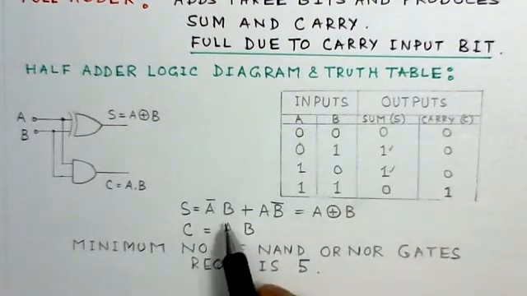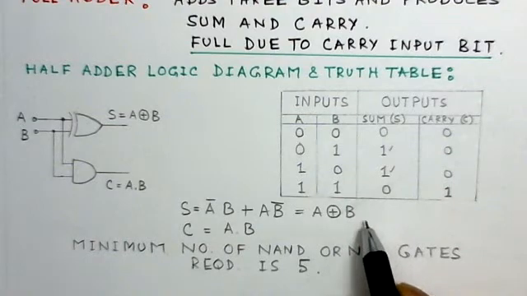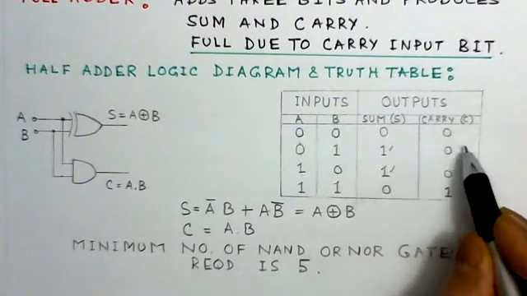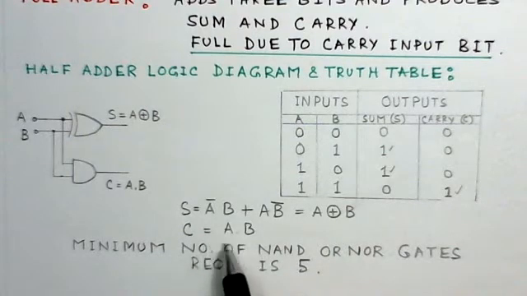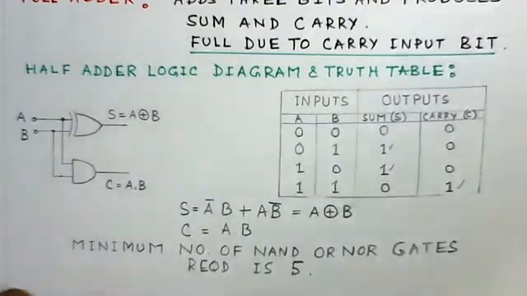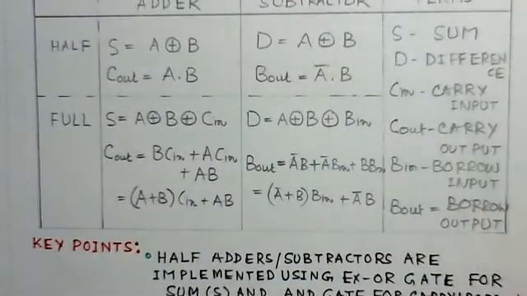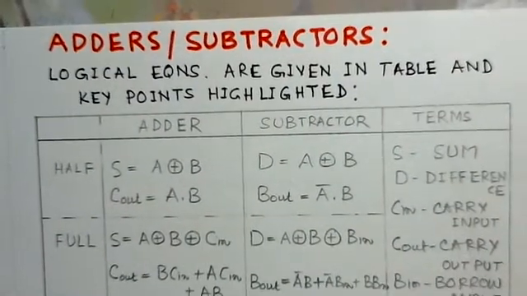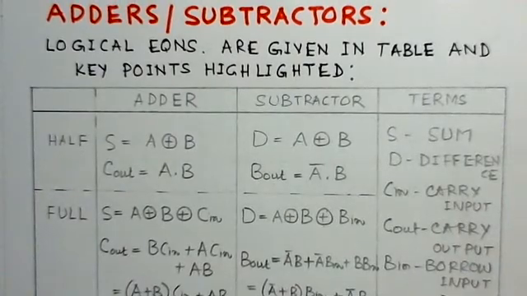So this corresponding to 1 you can write here this A bar B and this A B bar, and this is A exclusive-OR B, and C similarly from here for this output carry to be 1 you can find out the C equals A and B. Okay, so the minimum number of NAND gates or NOR gates needed for a half adder is 5. You can find this out, a very simple example that you could work out.